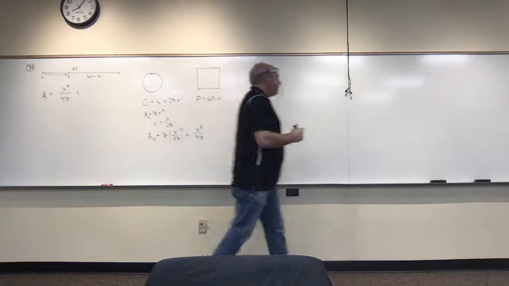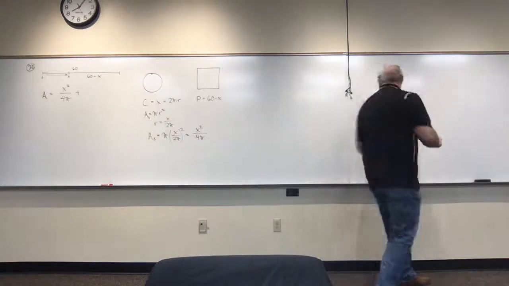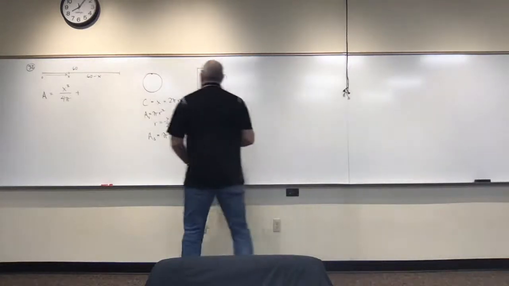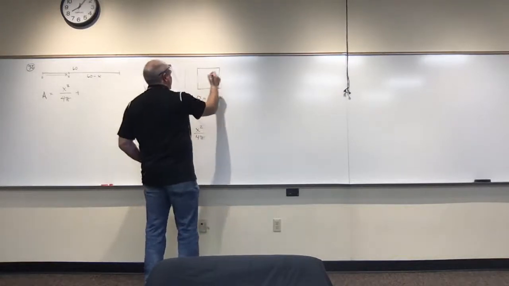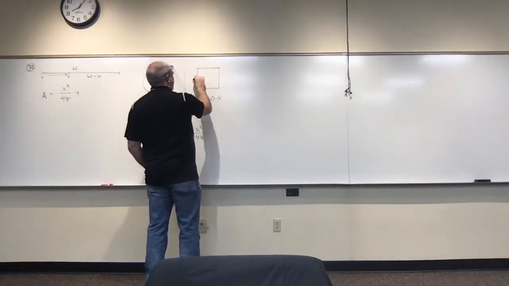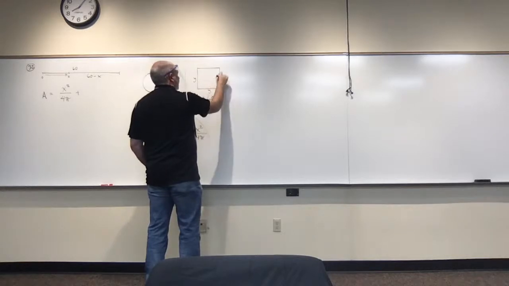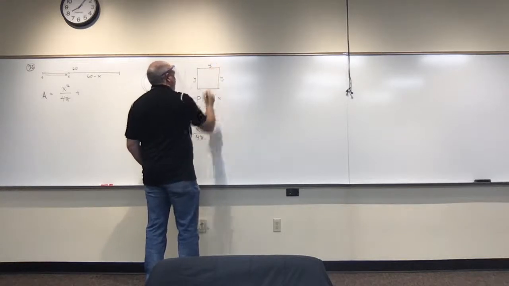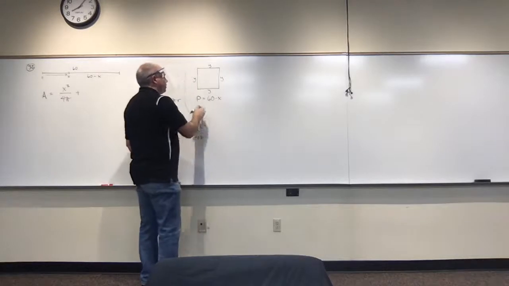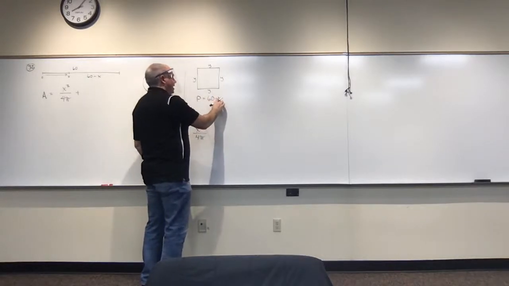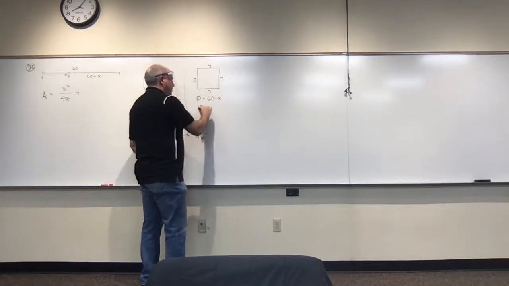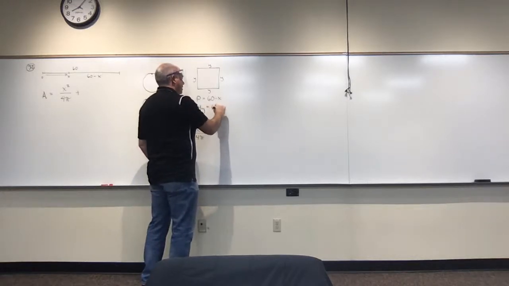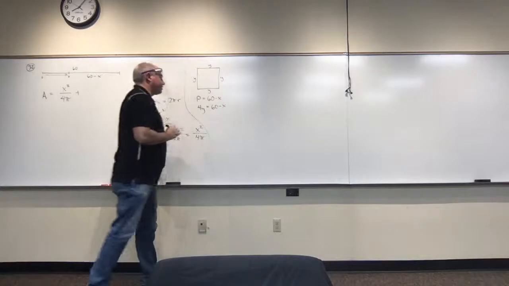So what we could do is we could say, well, what's the length of one of these things? Let me just call this y, and this y, and this y, and this y. Then if we know that the perimeter is 60 minus x, then we know that 4 y's is equal to 60 minus x.